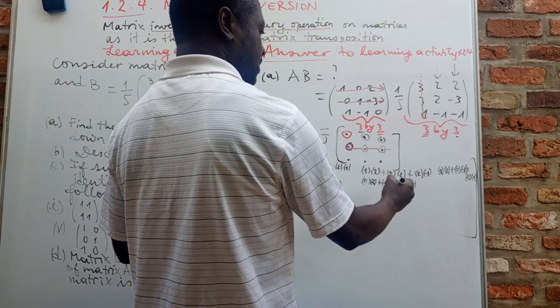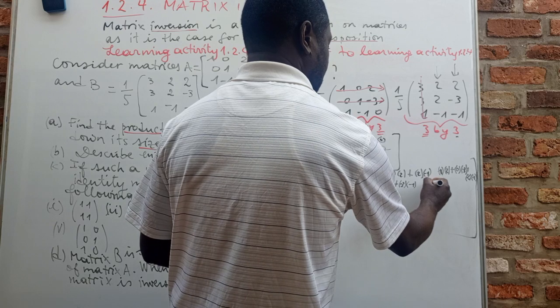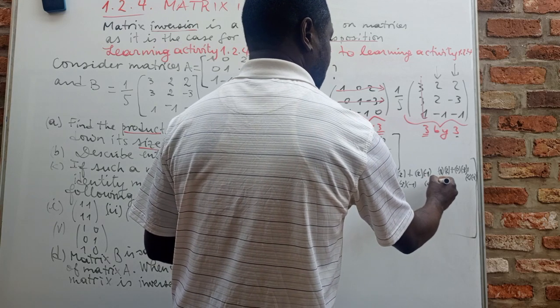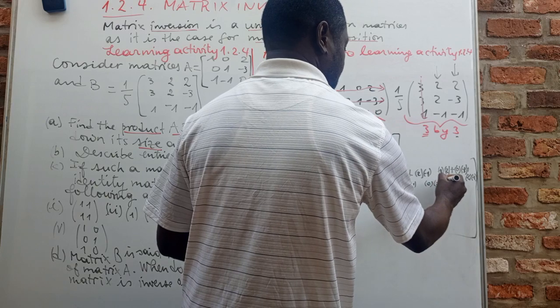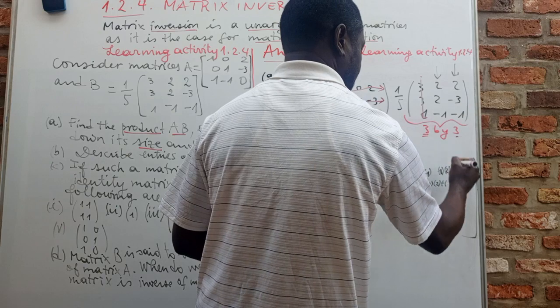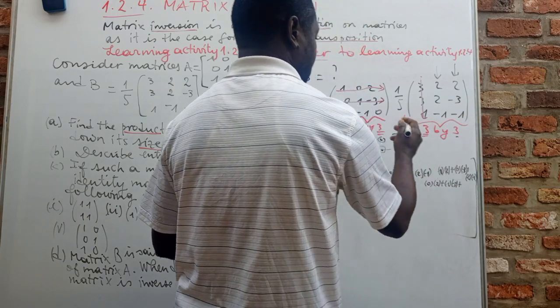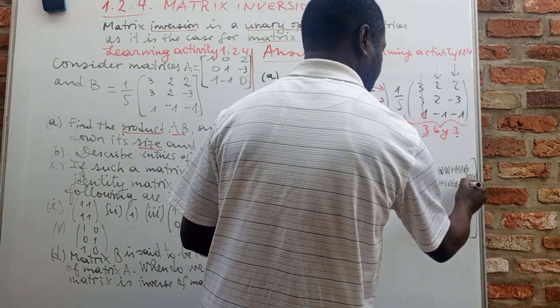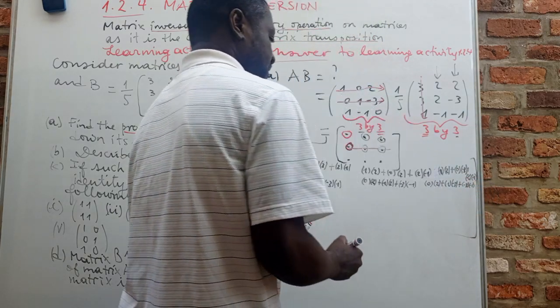Now last will be 0 times 2 plus 1 times negative 3 plus negative 3 times negative 1.